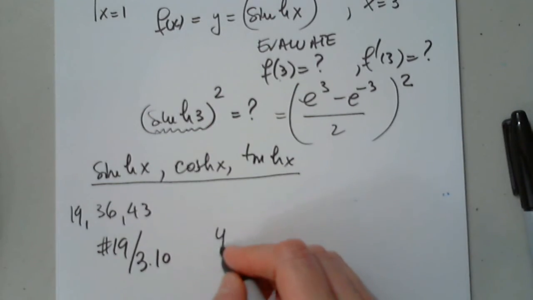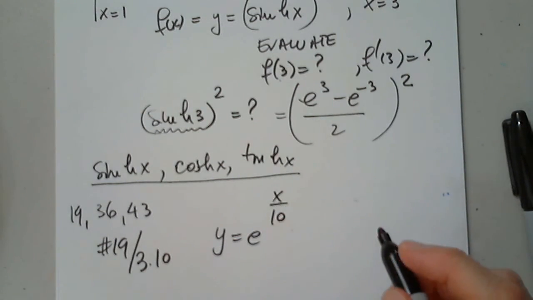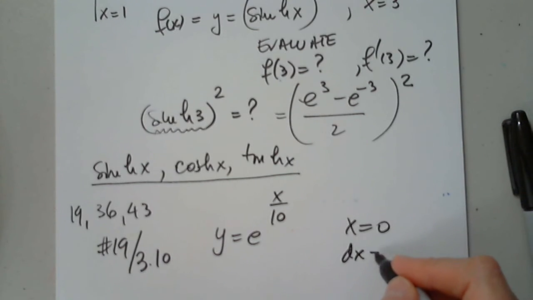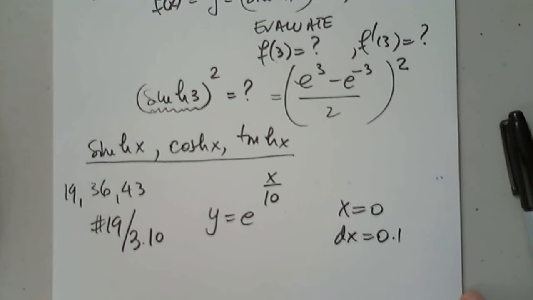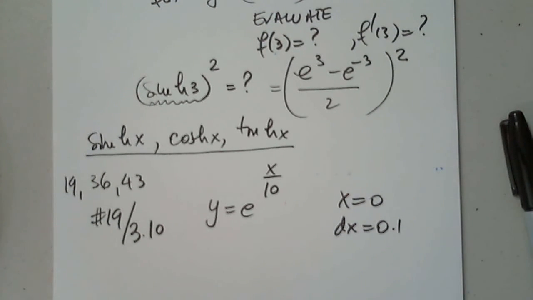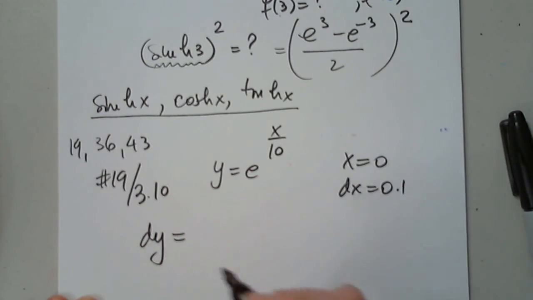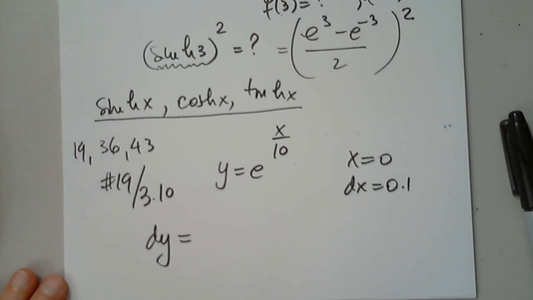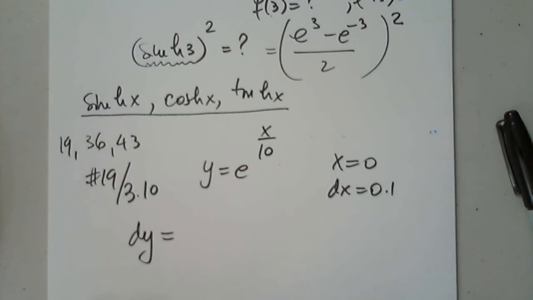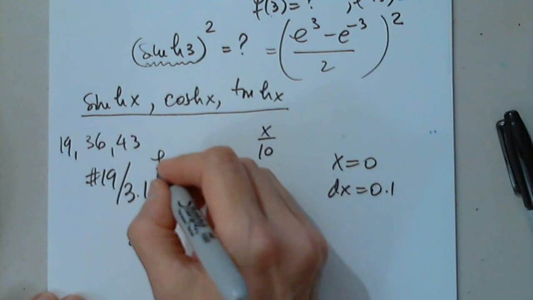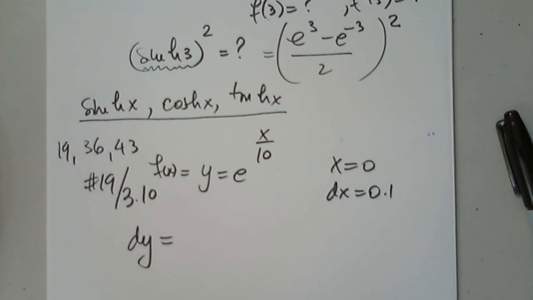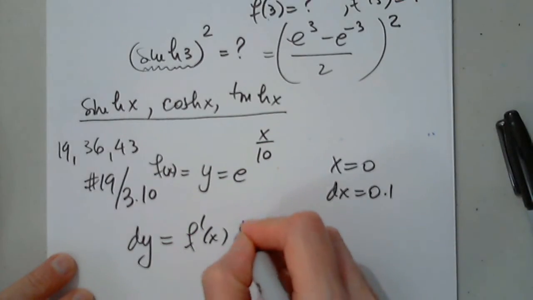So in 19, in 3.10, we have y equals e to x over 10, x equals 0, and dx equals 0.1. So they want us to find the differential dy first, and then evaluate it for the given values. Fine. Can anyone give us the general formula for dy, for any function f of x? The function prime dx. Very good, awesome, thank you. So it's f prime of x dx.